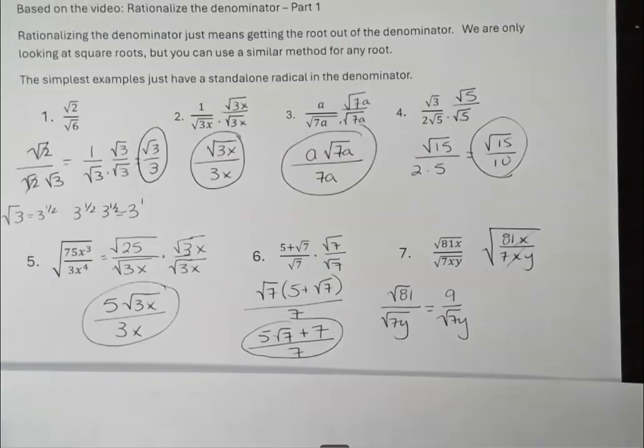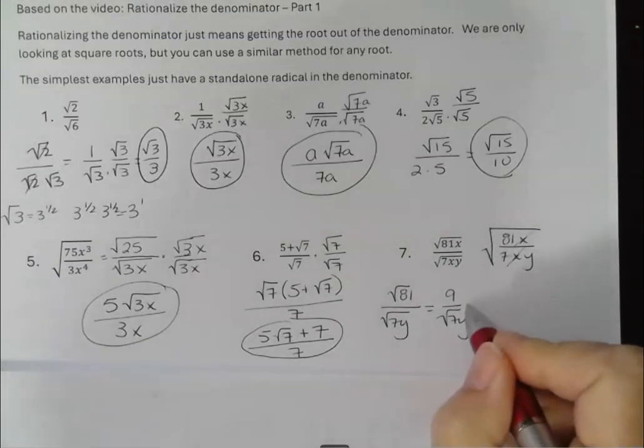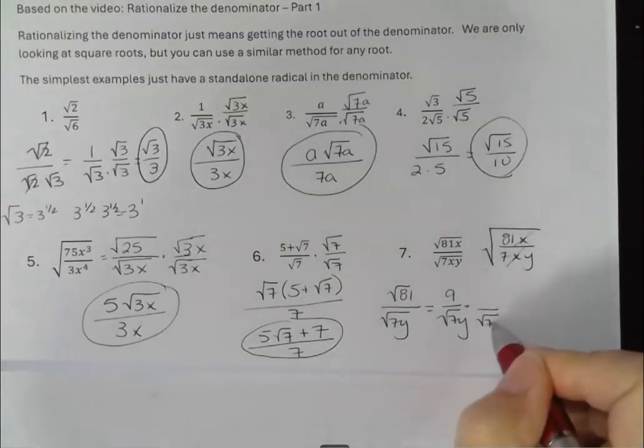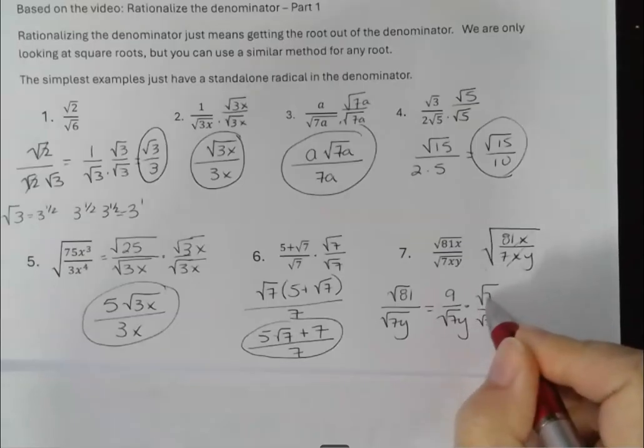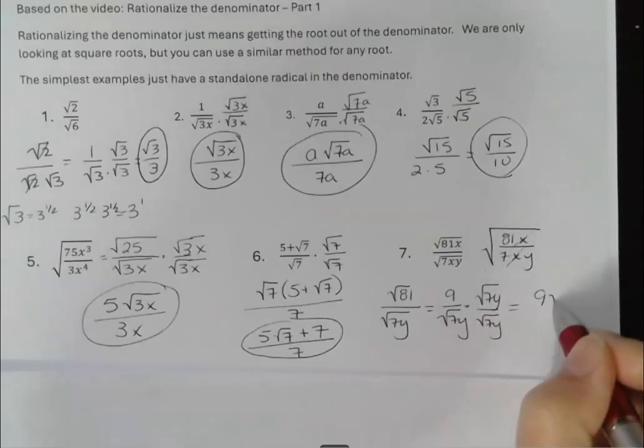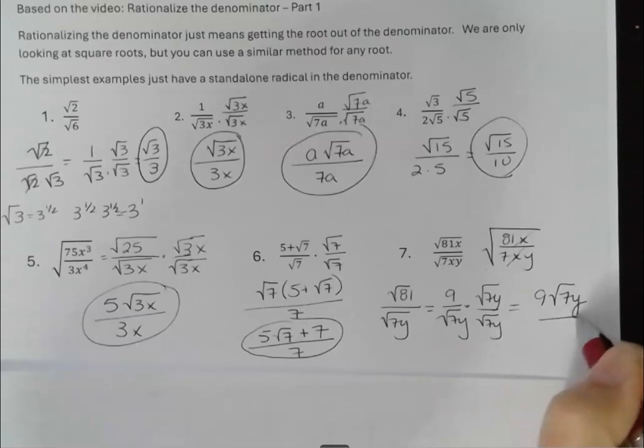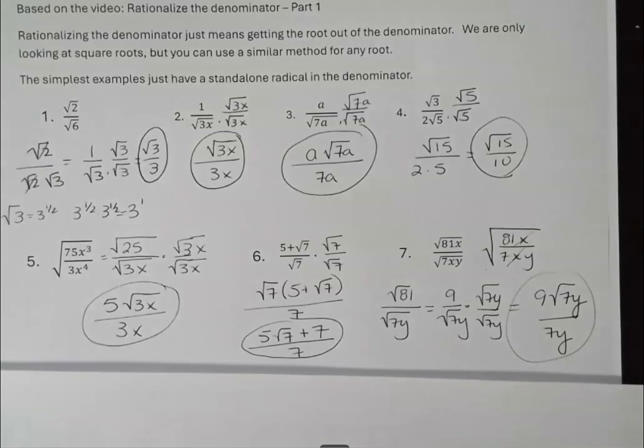So you always want to simplify anything that you can. And then I can multiply both the top and the bottom by the square root of 7y. And that gives me 9 square root 7y over 7y. And again, don't be tempted to cancel things that are under a radical and not under a radical.